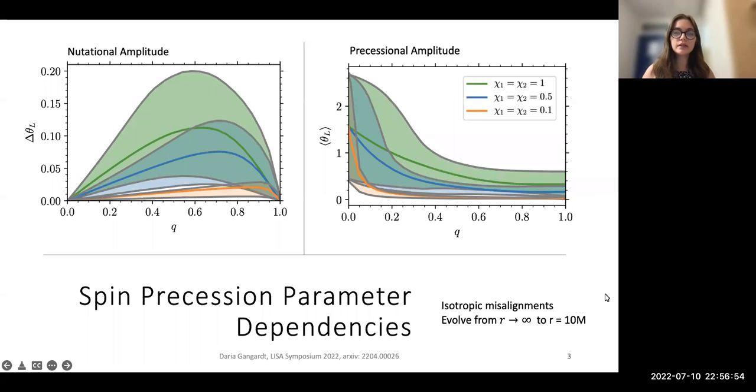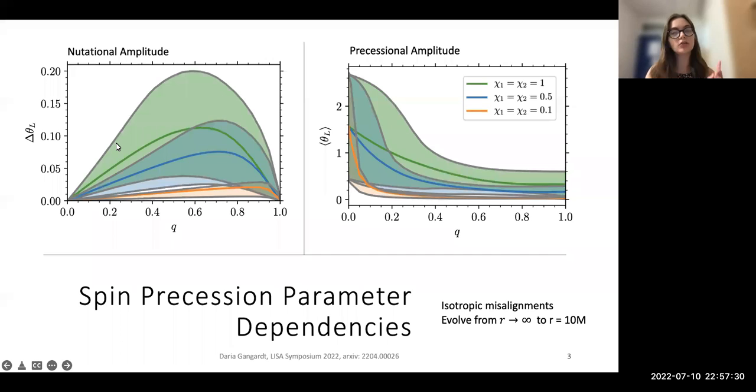In our analysis, we also considered 3 different populations of isotropically misaligned binary black holes, where we varied the spins of the individual black holes. In green, we have the maximally spinning population, and in orange, the lowly spinning population. As you can see, when we look at the amplitudes of both motions, both the nutational amplitude delta theta L and the precessional amplitude bracket theta L, when we have maximum spins, we get the maximum amplitudes.